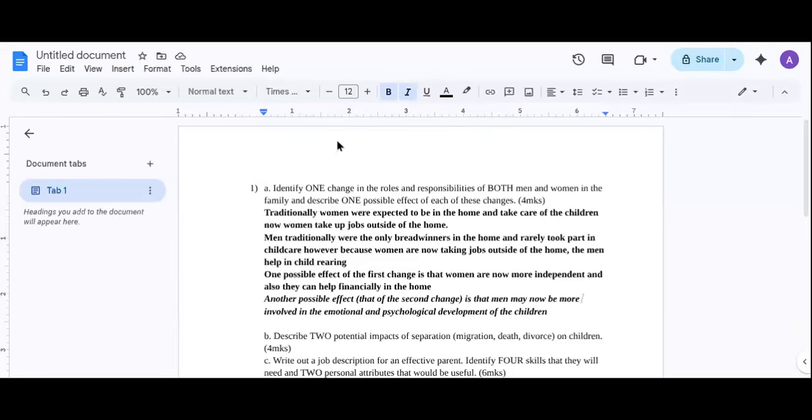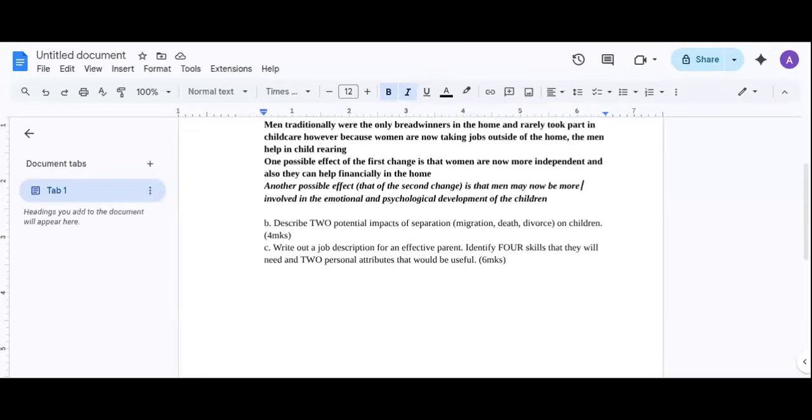All right, so let's move on to the second question. Describe two potential impacts of separation, and this could be either migration, death, or divorce, on children. What is the command word? Describe. So that means they want you to go into a bit of detail. And we see that it's for 4 marks. So that means each potential impact is worth 2 marks. So immediately you know how much you will need to write. Does anybody want to offer an answer here?